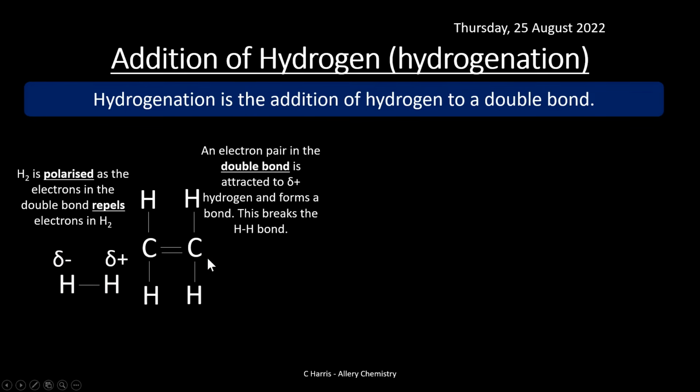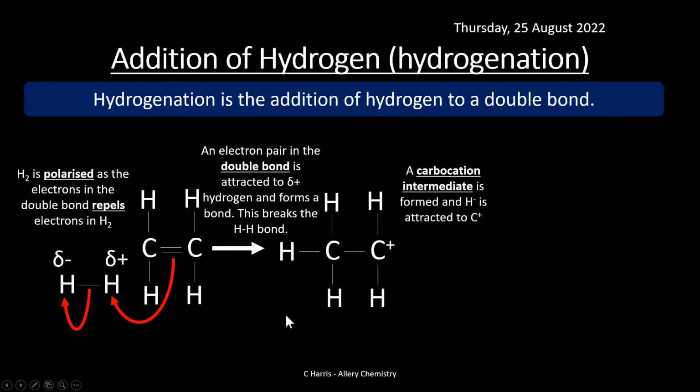So what happens, just like what we've seen before, is the electrons in this double bond will actually go to the delta positive hydrogen in the H2 molecule. So let's have a look. There it is. Okay, so this will break this double bond. Obviously, hydrogens form a bond here, so this bond will have to break as well. So we basically break that one. And then what we're left with is an intermediate.